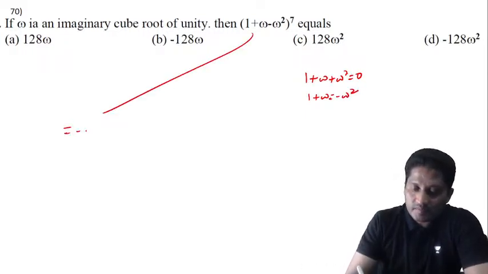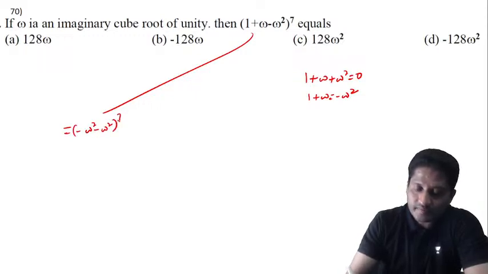So (1 + omega) is minus omega square, whole power 7. That is (minus omega square) whole power 7, which is minus 2 omega square whole power 7. 2 power 7 is 128, and omega to the power of 14.